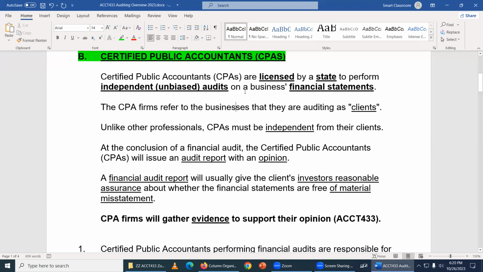All right, so the CPA firm will go and take a look at the business's financial statements, and their whole purpose of taking a look at it is to see if these financial statements can be relied upon. Now, here's where it gets a little bit confusing: the CPA firm will refer to the companies they're doing the audits for as clients, just like customers in a regular business.